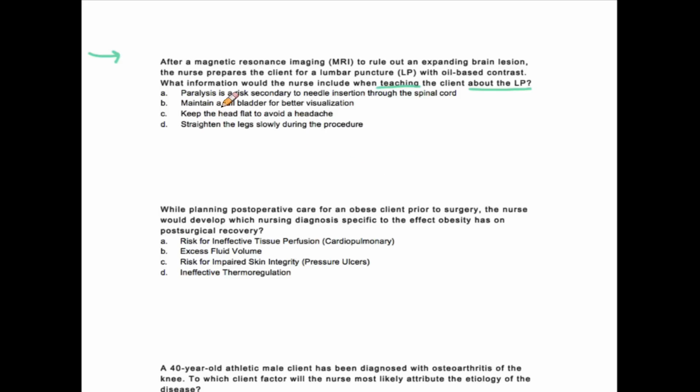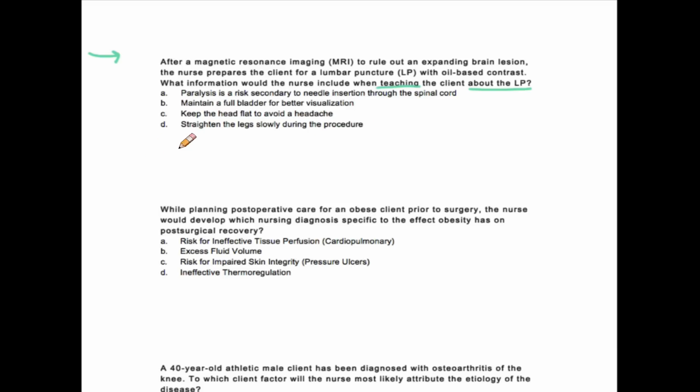So we have: A, paralysis is a risk secondary to needle insertion through the spinal cord. B, maintain a full bladder for better visualization. C, keep the head flat to avoid headache. D, straighten the legs slowly during the procedure.